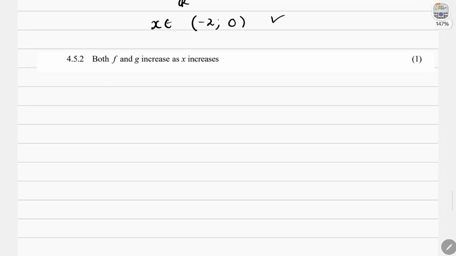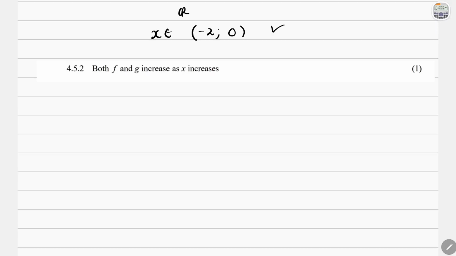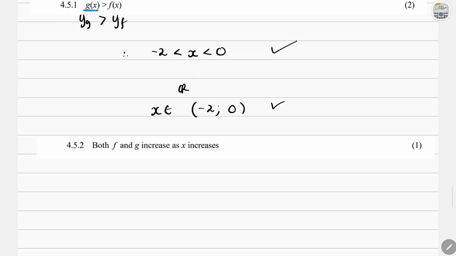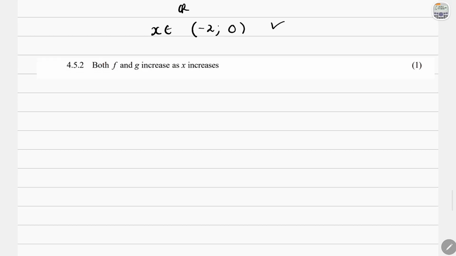The next question, 4.5.2, says we need to write down the values of x such that both F and G increase as x increases. Now, they didn't really need to say as x increases. It's just really we're looking at the values of x for which both F and G are increasing. Remember what it means for graphs to increase or decrease. We saw that with a straight line. If a graph is an increasing function, it's moving up. Okay, so it's going up.